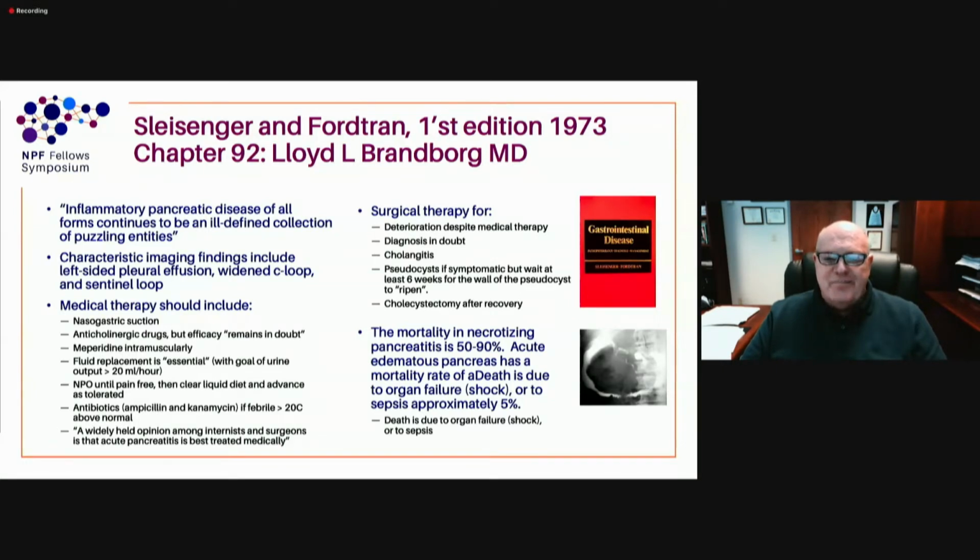And even then they were noting that these early fluid collections and areas of necrosis shouldn't be operated on early if possible, and we should let the wall of the pseudocyst, quote, ripen, which I love that word. And then they noticed that there were patients much more likely to die and those much less likely to die, those with interstitial pancreatitis. And they noted that death, when it occurred, was due to either organ failure or sepsis. So much of this could be transposed into a modern day textbook of acute pancreatitis. Next slide.